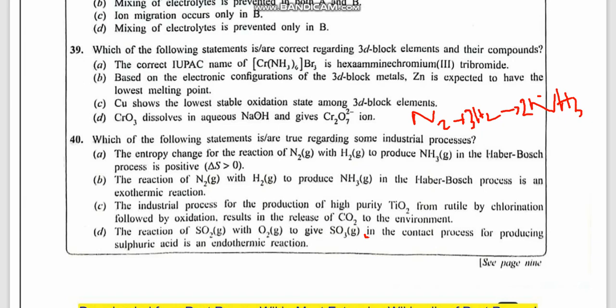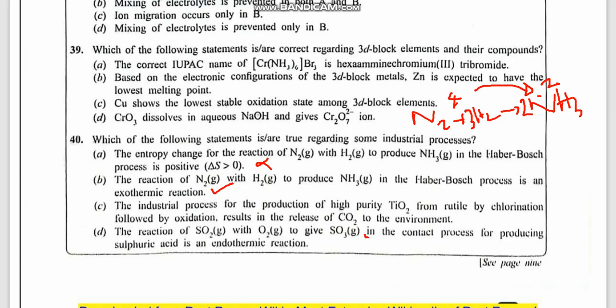You can see on the reactant side you have 4 gas molecules. On the product side you have what? 2 gas molecules. So here 4 gas molecules, here 2 gas molecules. You can see the number of gas particles has decreased, no? The entropy should decrease. It should be negative, not positive. That's wrong. The reaction of N2 with H2 to produce ammonia in the Haber-Bosch process is an exothermic reaction. Yes, it is exothermic, correct.